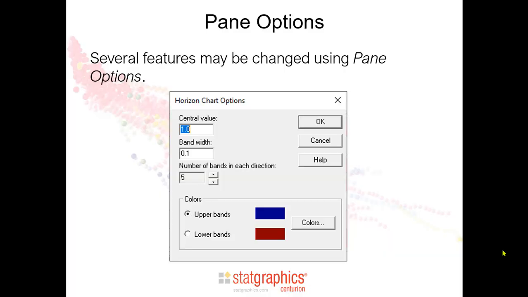In creating the horizon chart, you can change various features using pane options. On this dialog box, you specify the central value. That's the cutoff between the upper bands and the lower bands. You define the width of each band and how many bands there'll be in each direction. You can also change the colors of the upper and lower bands if you want.